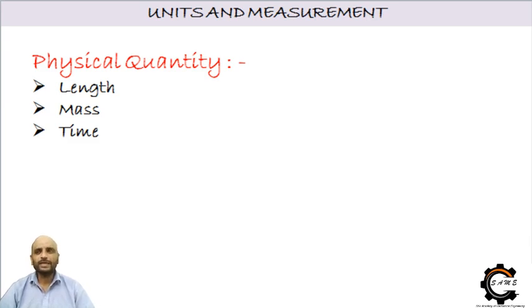I will give you an example of something that is not a physical quantity. Suppose smell: is smell a physical quantity? Can we measure that? No. But we can measure length, size, width, height, everything. So it is called a physical quantity. You understood? Now here the physical quantities are length, mass, time. These are the three physical quantities.